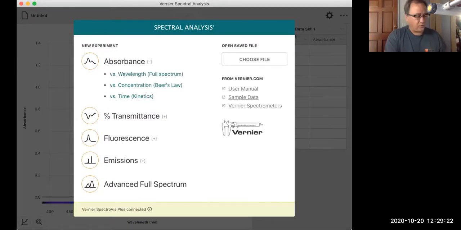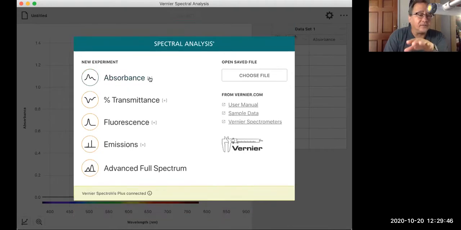Okay, so what I've done now is I've plugged my SpectroViz spectrometer into my computer, and I've opened up software, which is this Vernier spectral analysis software. And this window opens up here that says spectral analysis, absorbance, transmittance. I can close this window, or I can compress the window.